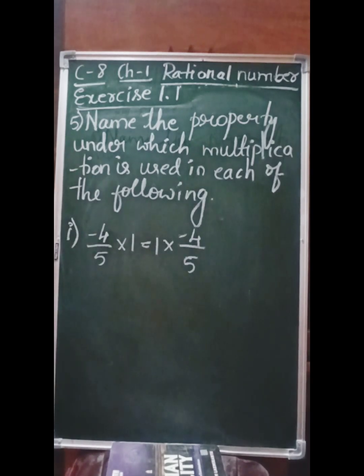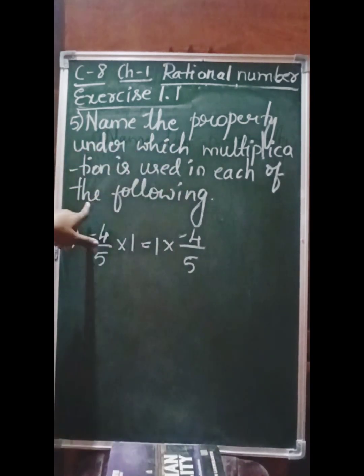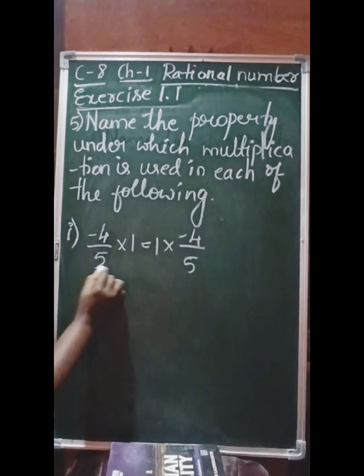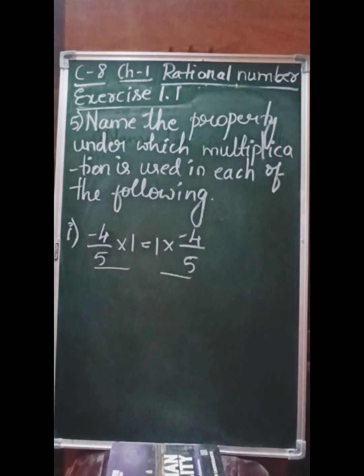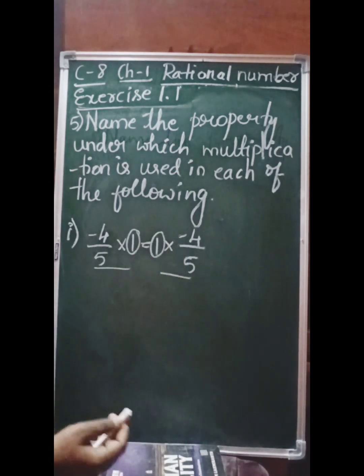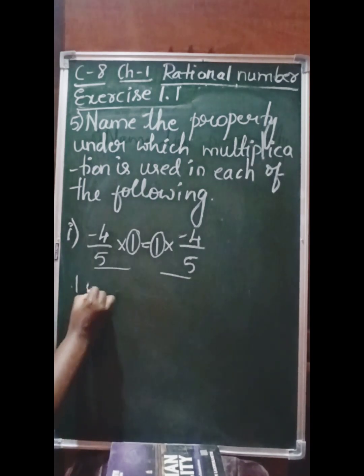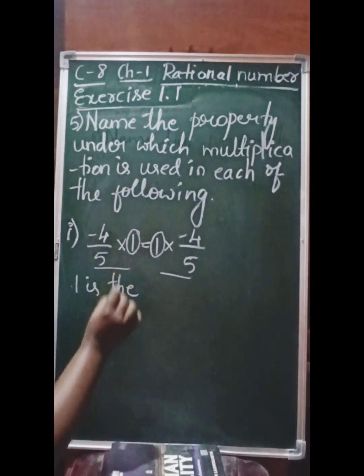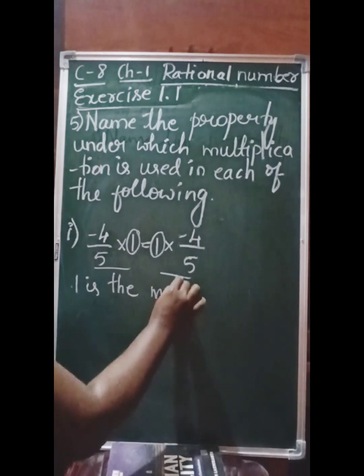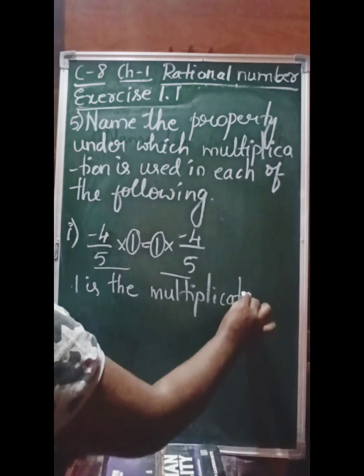Come to the fifth problem. Here, what is the question? Read it out. Name the property under which multiplication is used in each of the following. See, here they used the multiplication, right? So we have to tell which property they used in the question. Here, as we know, when you multiply 1 with any number, it is the multiplicative identity. So just by reading the question, you can easily write that 1 is the multiplicative identity. Multiplicative identity is one of the properties of rational numbers, right?